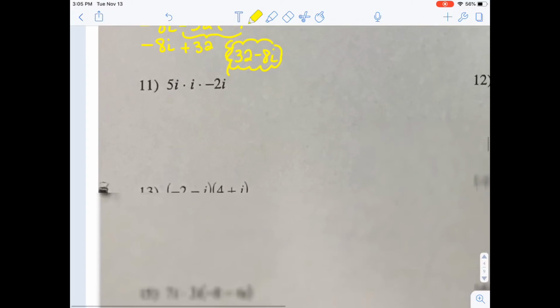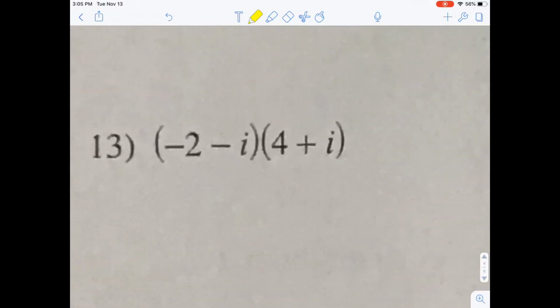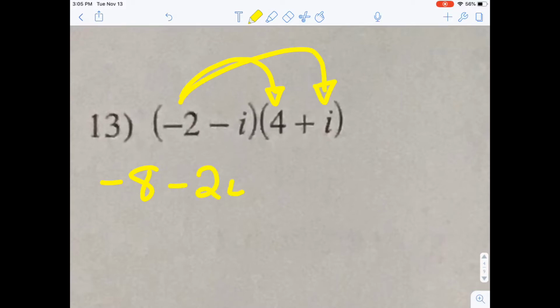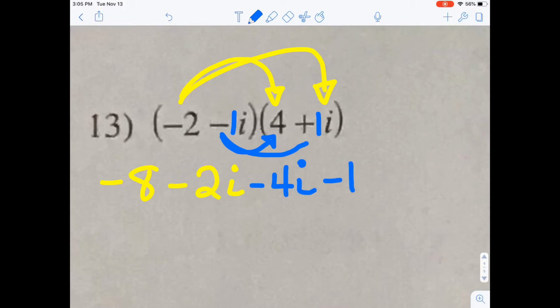All right, let's look at 13. 13 requires us to do a multi-distribution, so here we go. -2 times 4 is -8. -2 times i, -2i. We need to distribute again. -i times 4 is -4i. -i times positive i. So if I were to insert a couple ones there, -1 times positive 1 is -1. i times i is i squared. So remember, i squared is the same as -1.